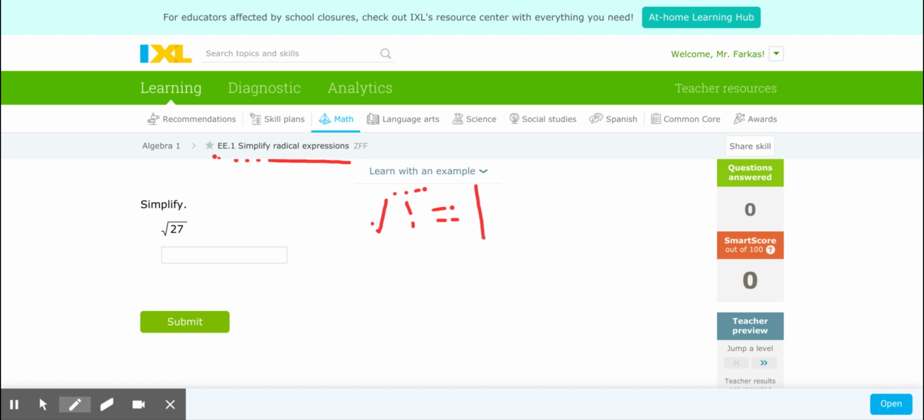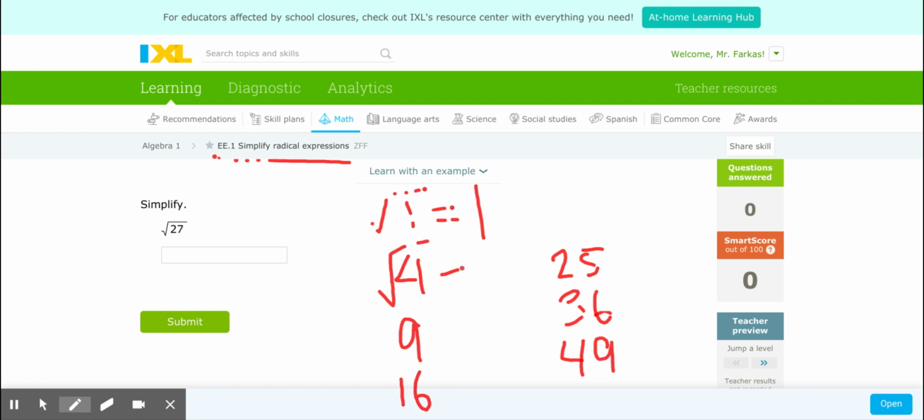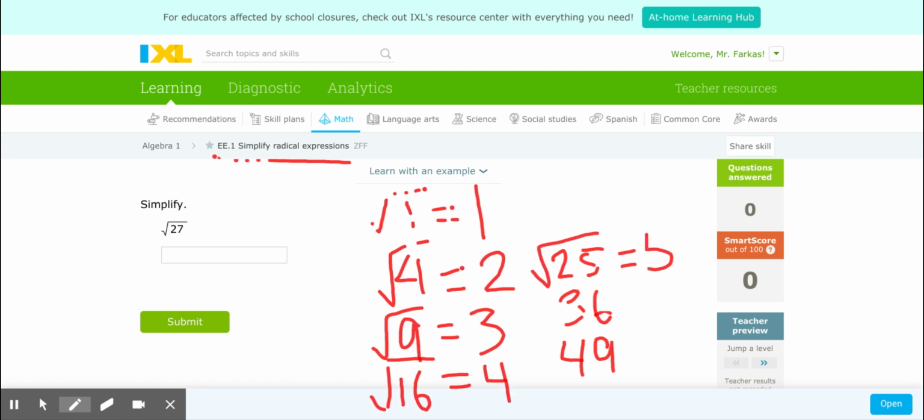There's some other numbers too that we really like because they're perfect squares. 4, 9, 16, 25, 36, 49, because the square root of these numbers is a whole number. Square root of 9 is 3, the square root of 16 is 4, the square root of 25 is 5, the square root of 36 is 6, the square root of 49 is 7, and so on and so forth.